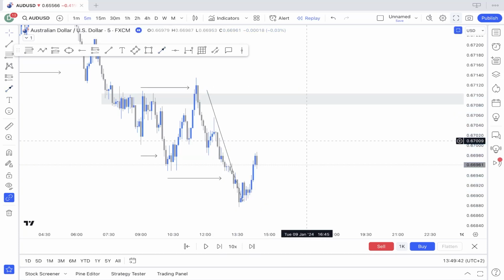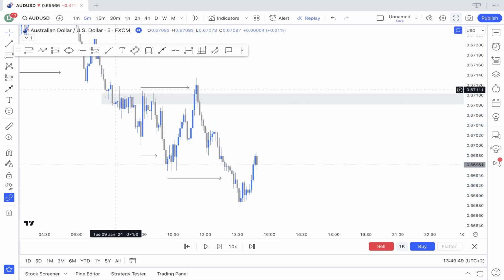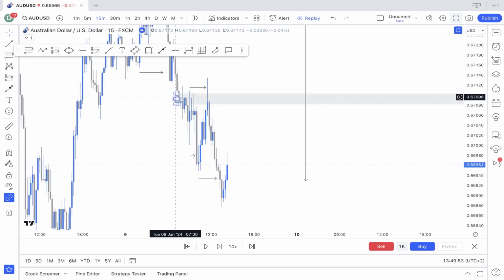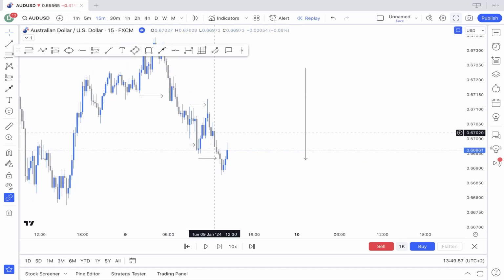Like I said, I'm waiting for the price to show its true intentions. So liquidity was swept here. It is very clear to see on the 5-minute, but let's go back to the M15. Liquidity was swept here, and after that, price showed its true intentions and broke structure right here, fairly aggressively.